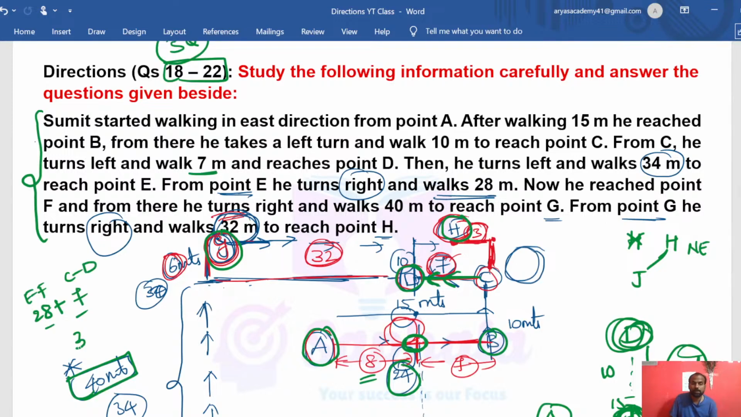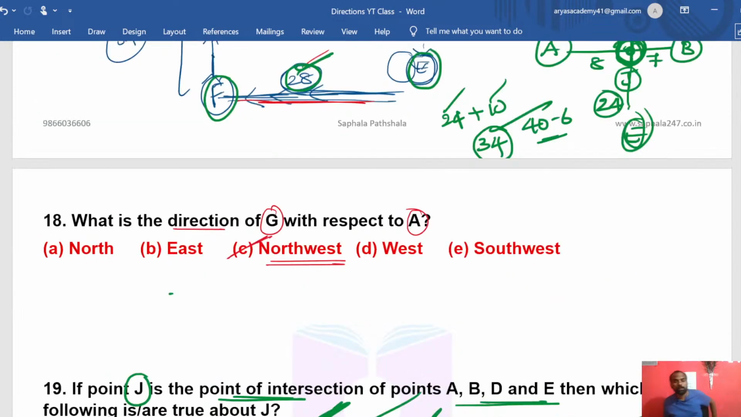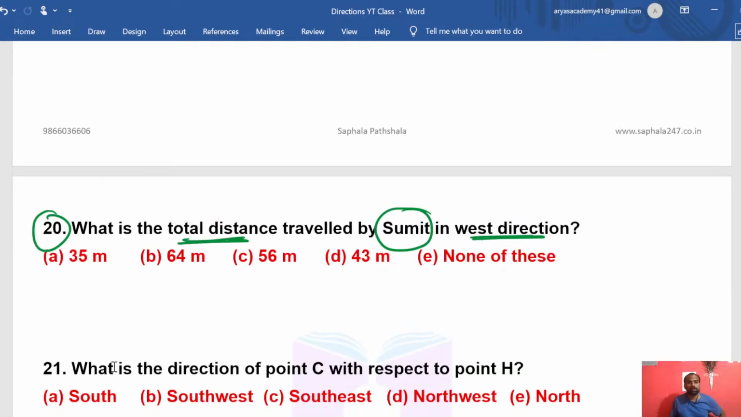So 28 plus 7 will become 35 meters actually. That is the right answer. So 35 meters is the correct answer, which is at option A.